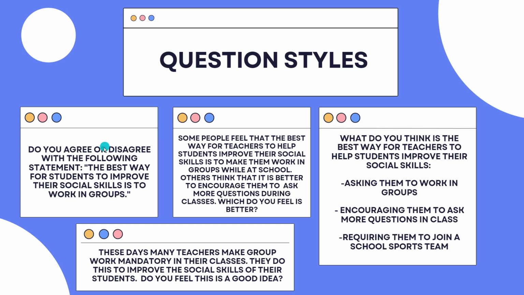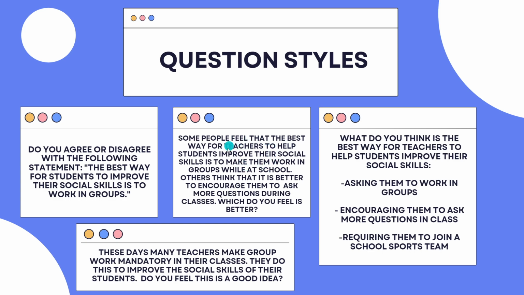It's pretty straightforward. You get a sentence and you're asked whether or not you agree or disagree with it. So in this case, I wrote, the best way for students to improve their social skills is to work in groups. Do you agree or disagree with that? And that'll be your whole essay.